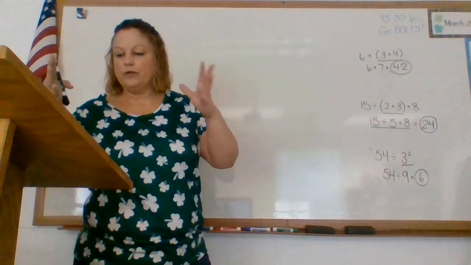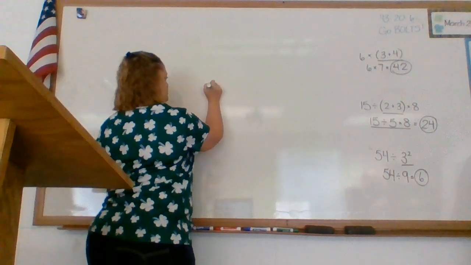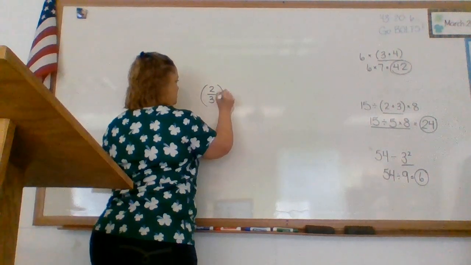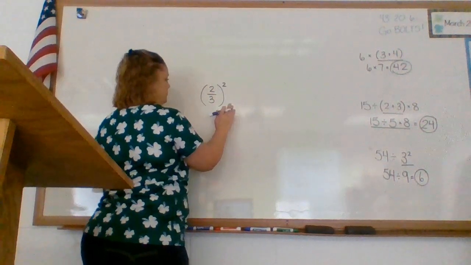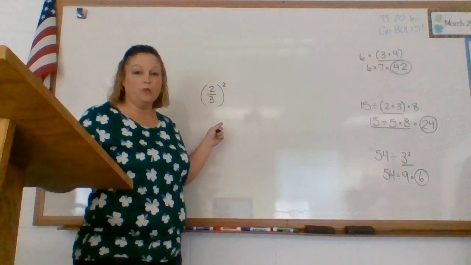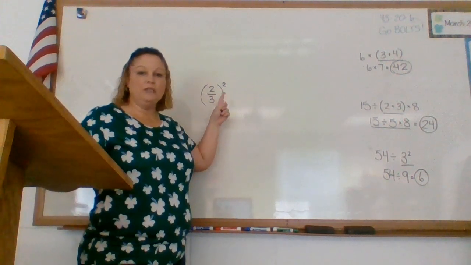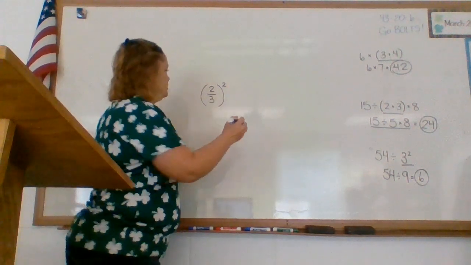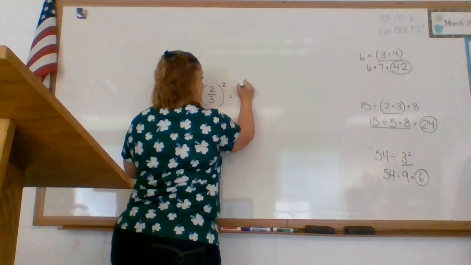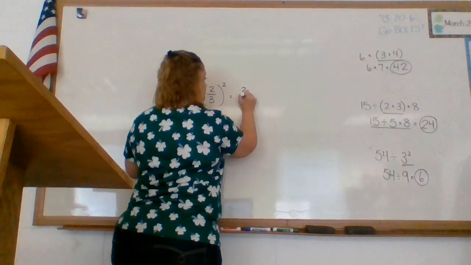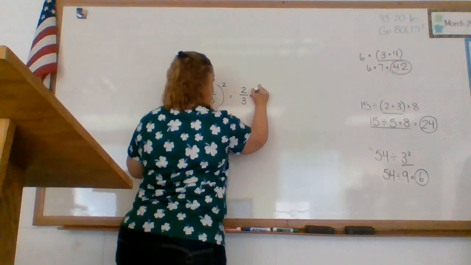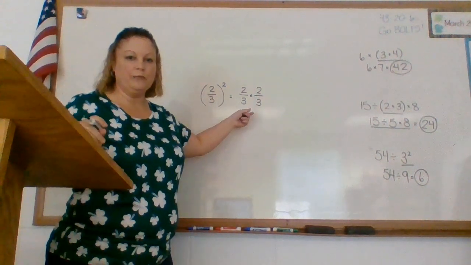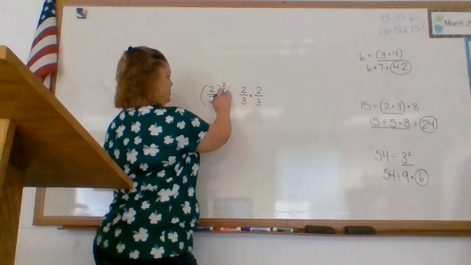Okay, so if we have, for example, A, 2/3 in parentheses to the second power. We've done this before, but it's been a long time. It means the whole fraction times itself twice. So that would be 2/3 times 2/3. We've got it times itself, and we've got it twice, just like this exponent tells us.